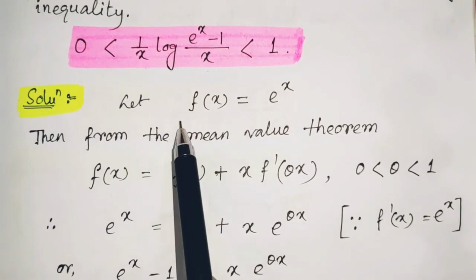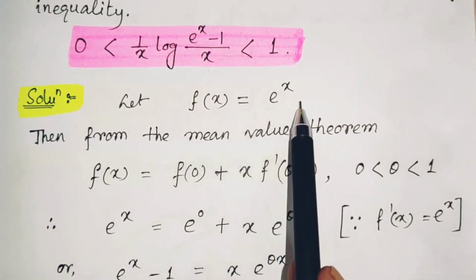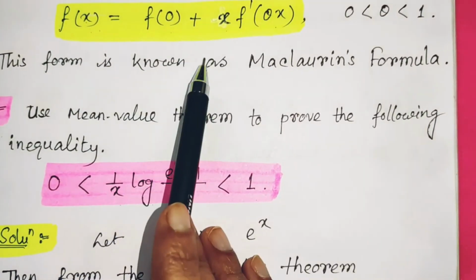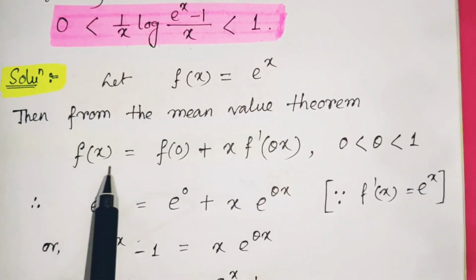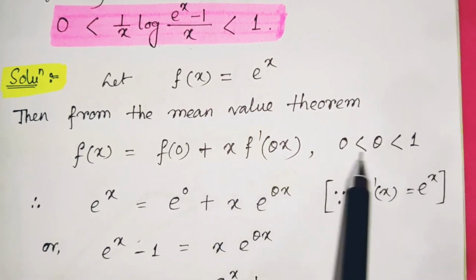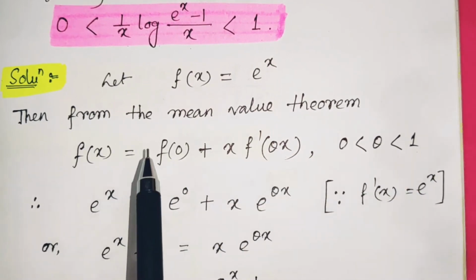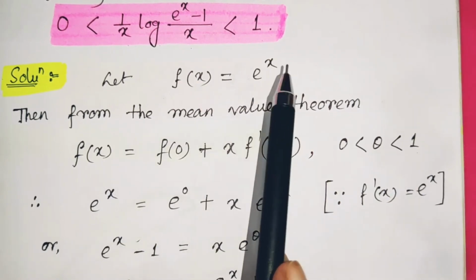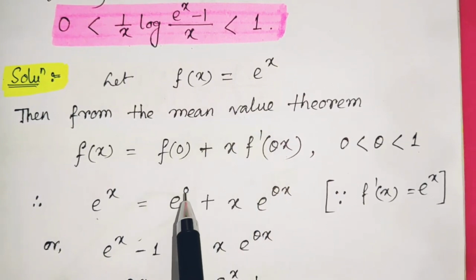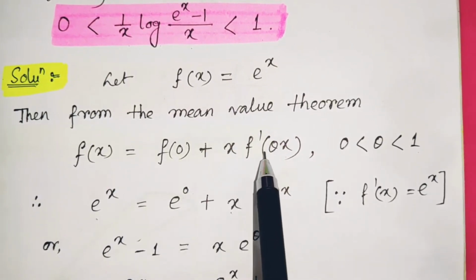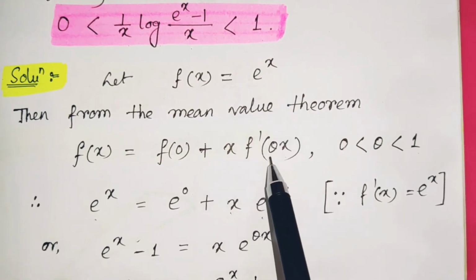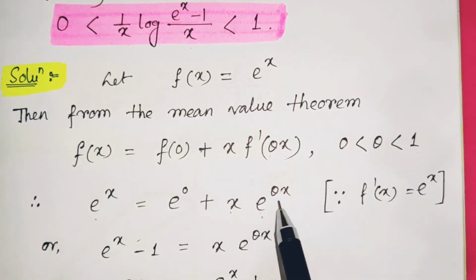Here, at first let f of x be equal to e to the power x. Then from the mean value theorem, if we apply this form, we can directly write f of x is equal to f of 0 plus x into f dash theta x, where theta lies between 0 and 1. Now, given f of x is equal to e to the power x, we substitute e to the power x here. At the point 0 it is e to the power 0. So x into, its derivative is again the same e to the power x, and at the point theta x it is e to the power theta x.